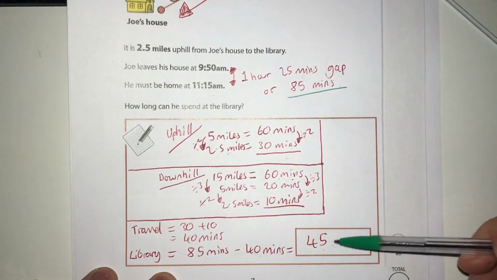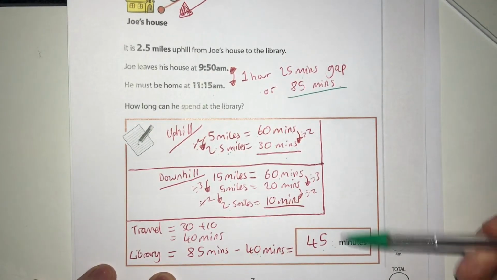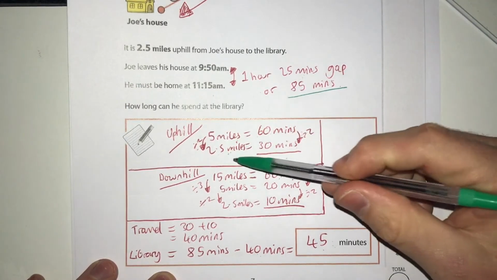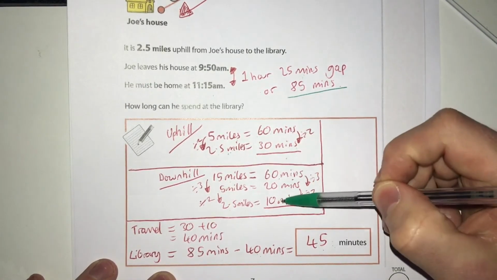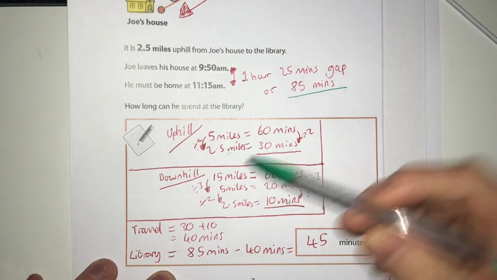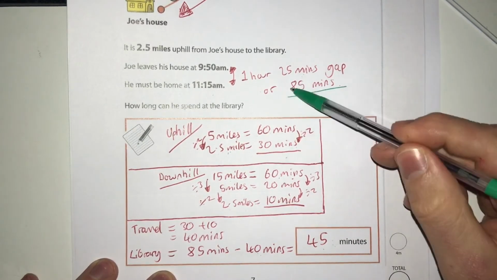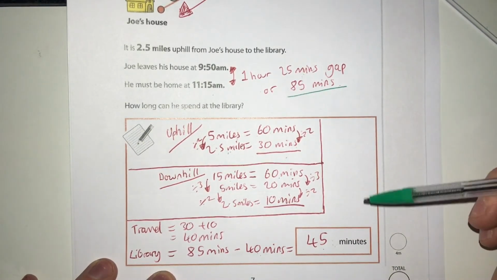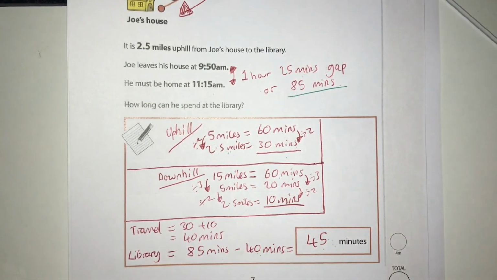So where can we get our marks from? Obviously your full fourth, the 45, but if you found out it would take you 30 minutes to get there, 1 mark, 10 minutes to get home, 2 marks. If you've got 85 minutes or 1 hour 25, you'll get a mark for that as well. And obviously the 45 length of it.